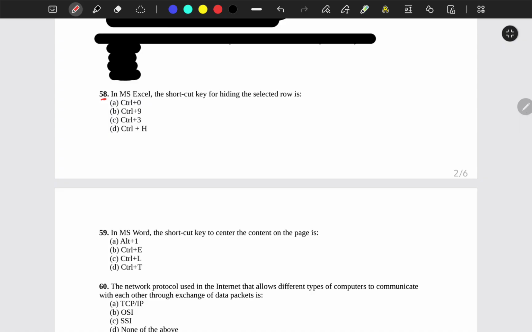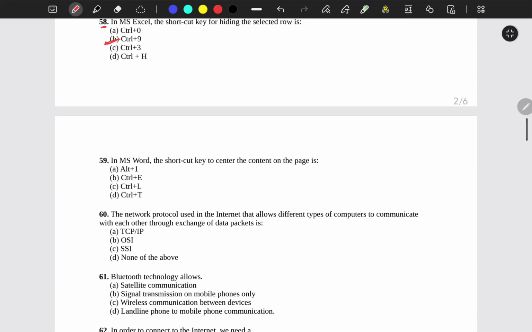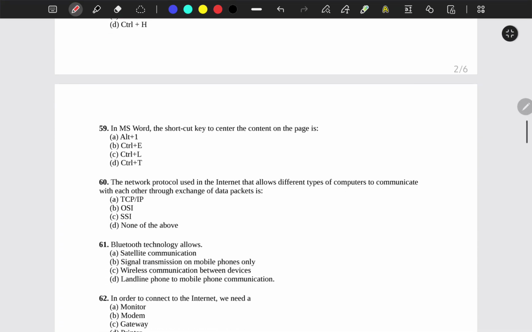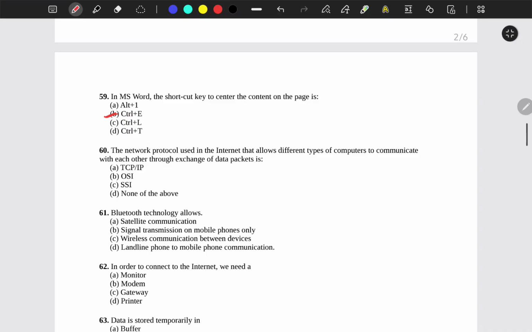Question number 58, the next question. In MS Excel, the shortcut key for hiding the selected row is just straightforward. Remember this, Control plus 9. In MS Word, the shortcut key to center the content on the page is also, just remember it, Control plus E. So another important question could be shortcut keys.